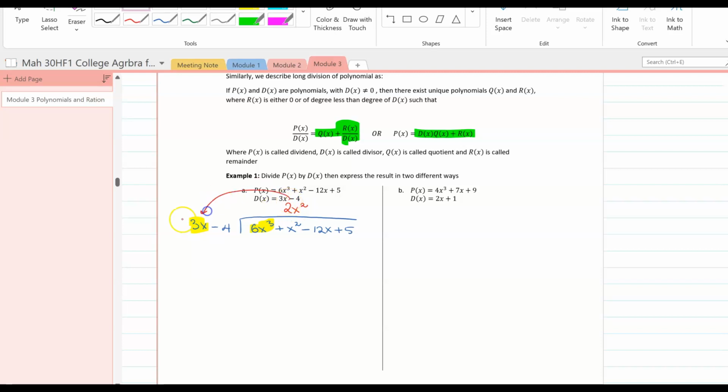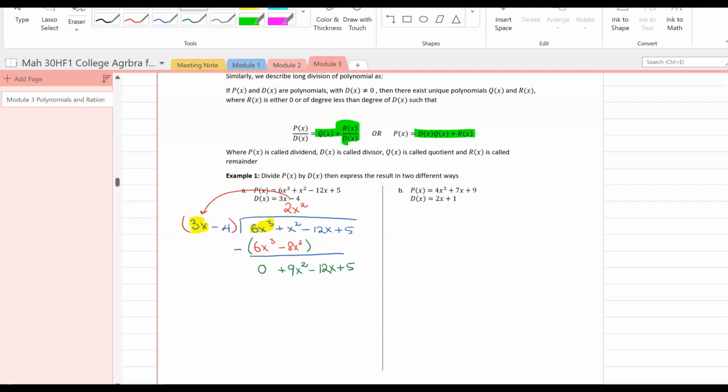So go ahead and multiply this back: 2x squared times 3x minus 4 gets 6x to the third minus 8x squared. And just like normal division, we subtract the second polynomial from the first. So 6x to the third plus x squared minus 12x plus 5 minus 6x to the third minus 8x squared gives 0 plus 9x squared. We bring down the rest.